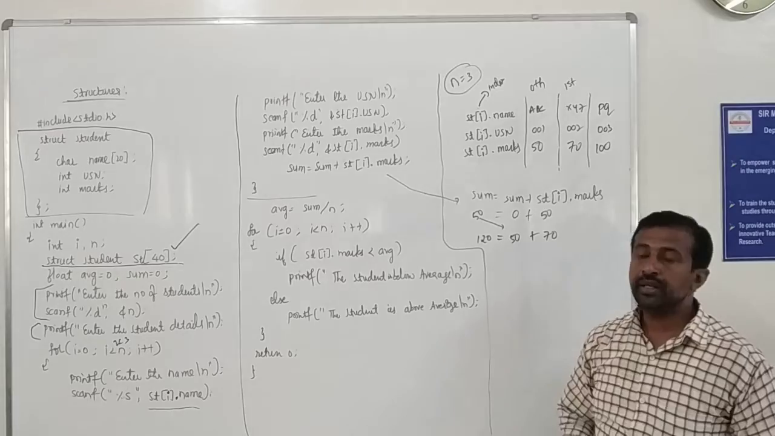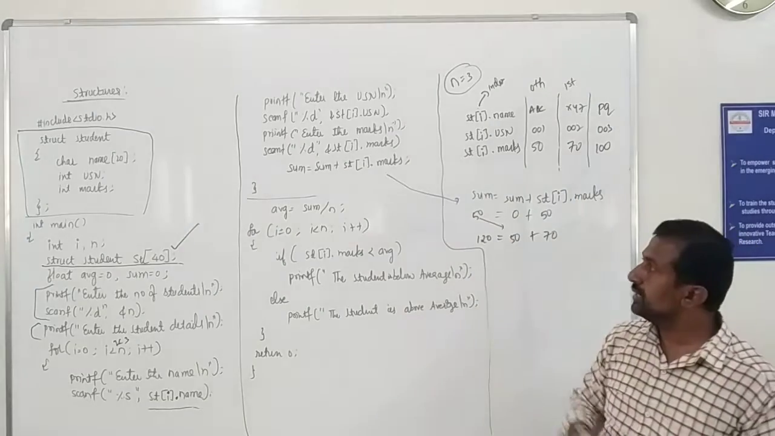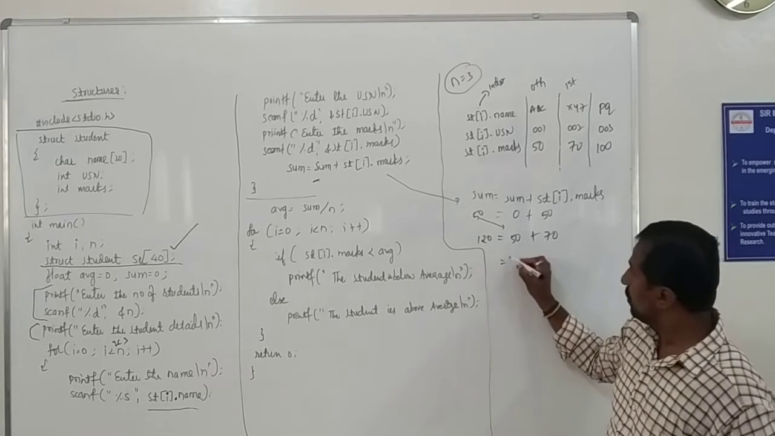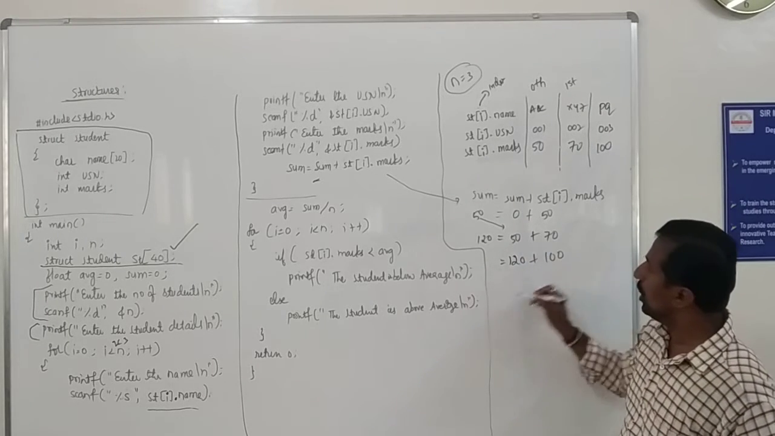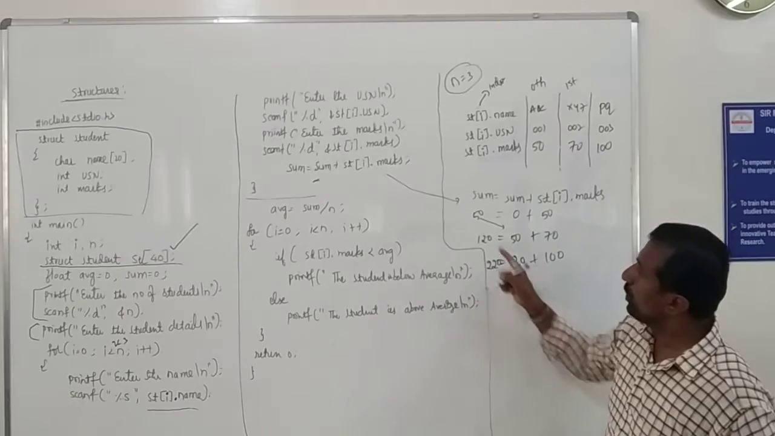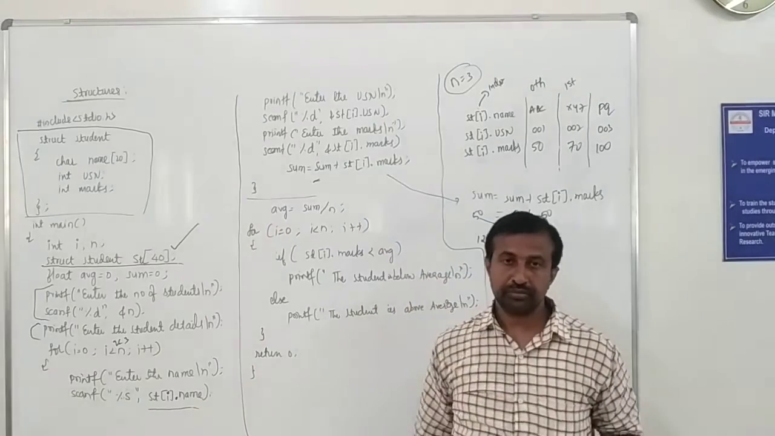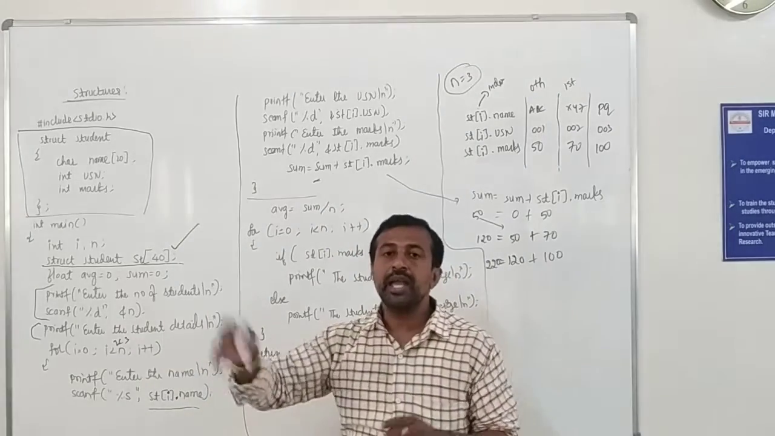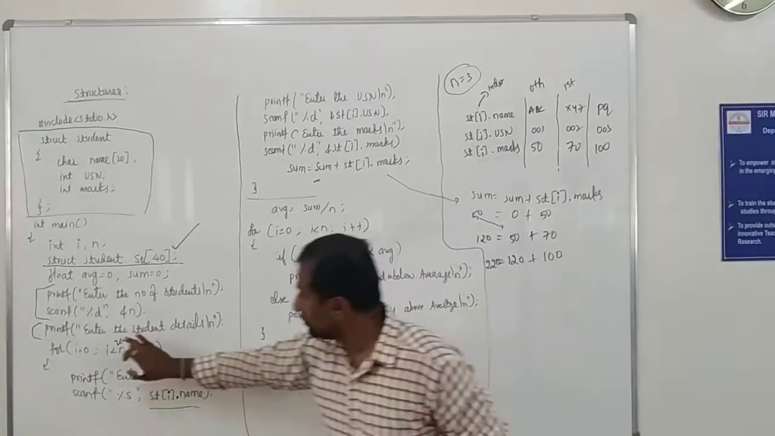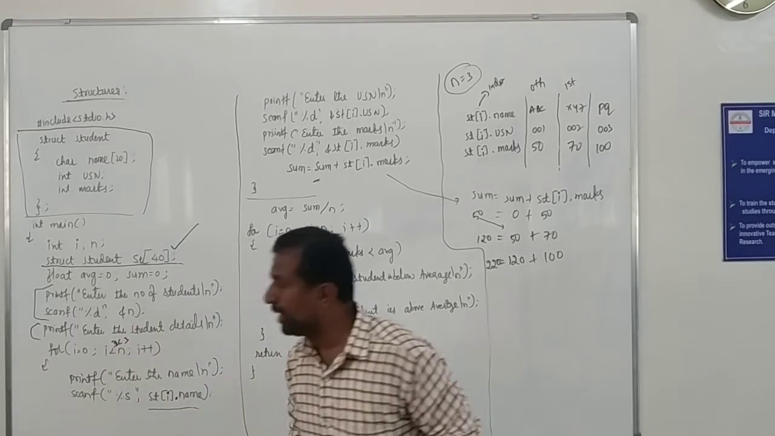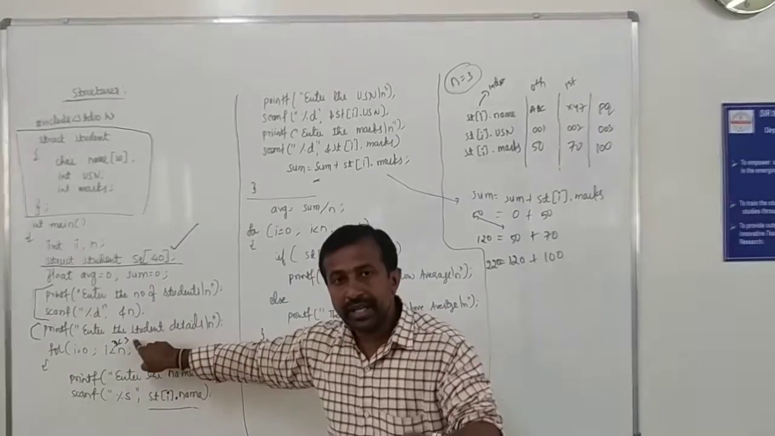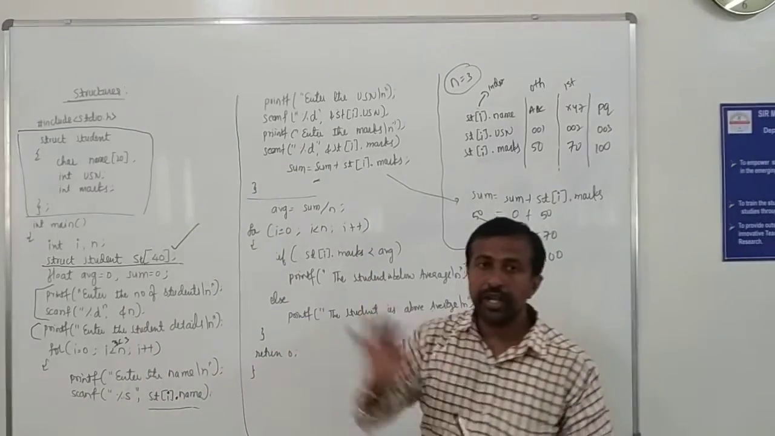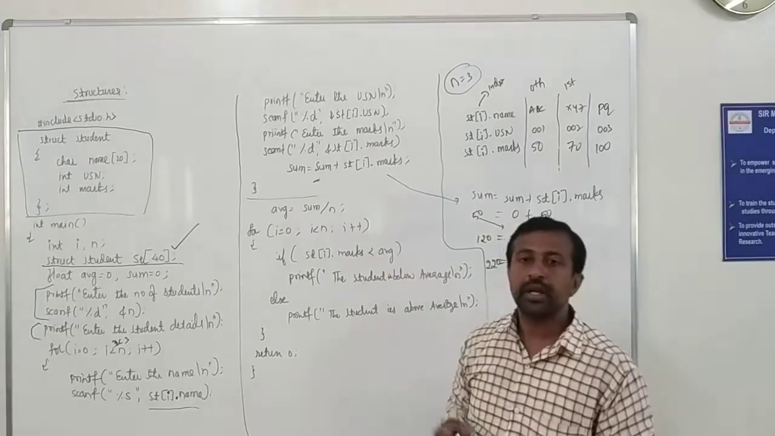After entering the third student's details, we have to calculate the sum. Substitute the values here. Previous sum was 120 plus 100. How much? 220. So 220 is stored in sum. After that, the loop will be repeated. The i value will be incremented to 3. Substitute here, whether 3 is less than 3? No, false. Condition false means this for loop will not execute any statements. Then it jumps to the next statement.